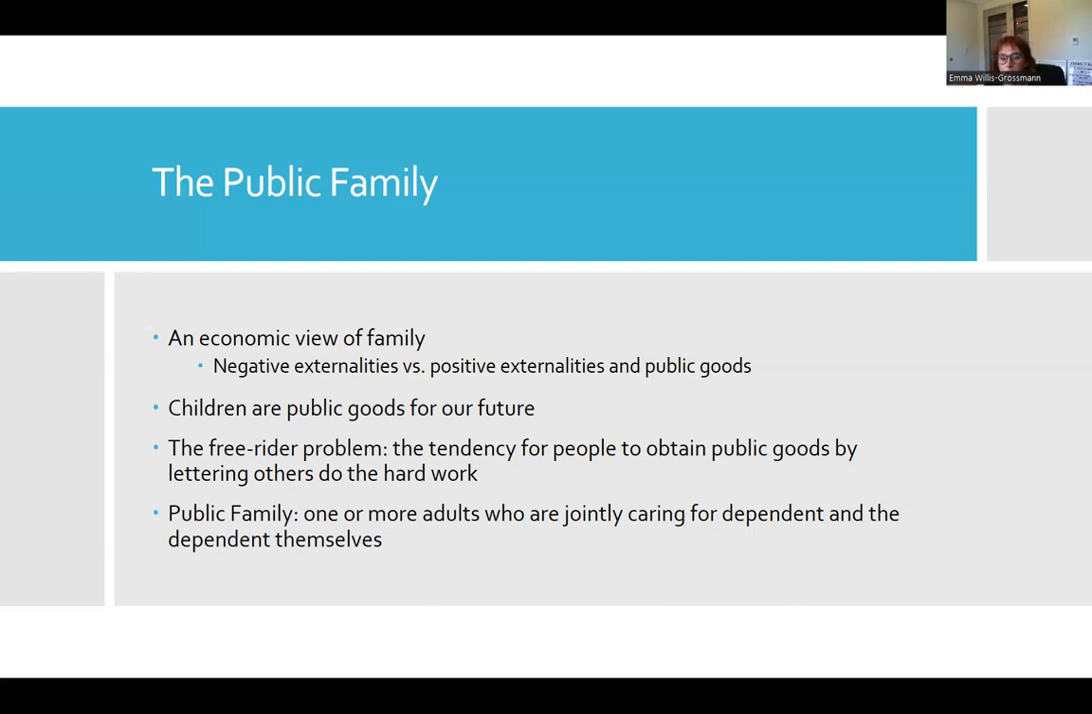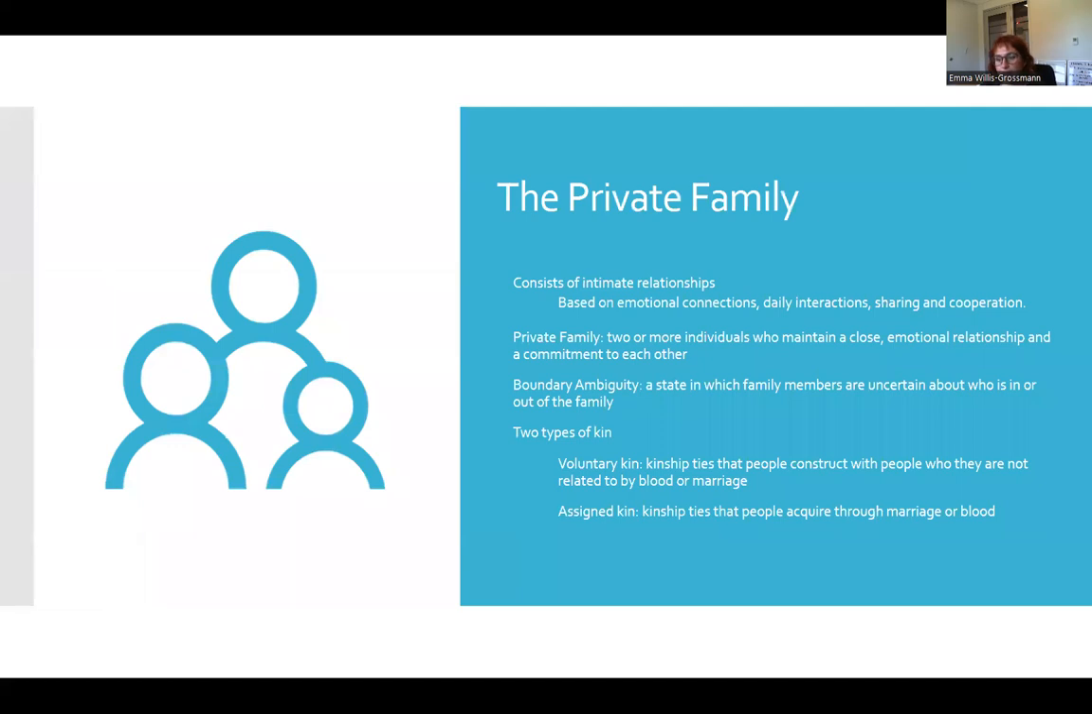All right, let's move on. Let's talk about the private family. So obviously, family is much more than a public service or a unit defined by a government entity. So let's dive into exactly what the private family would look like.